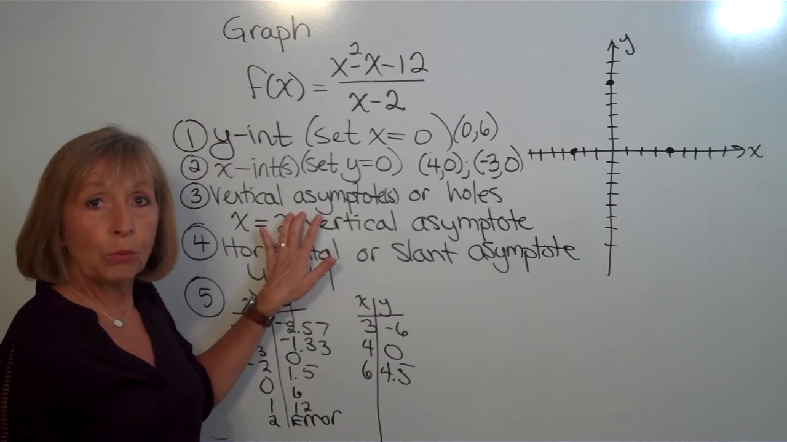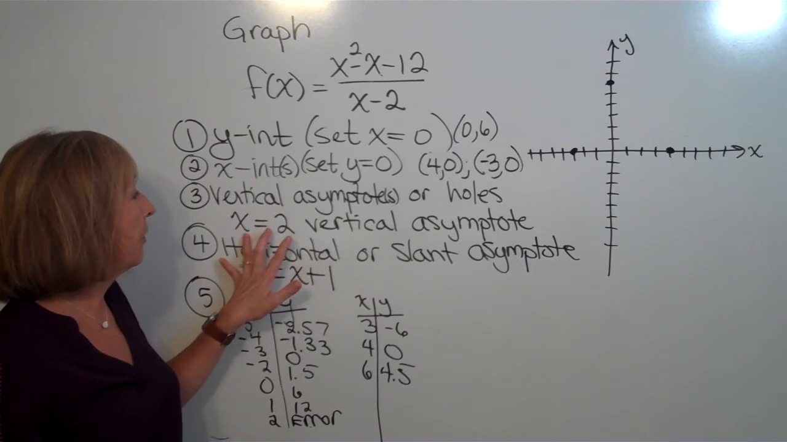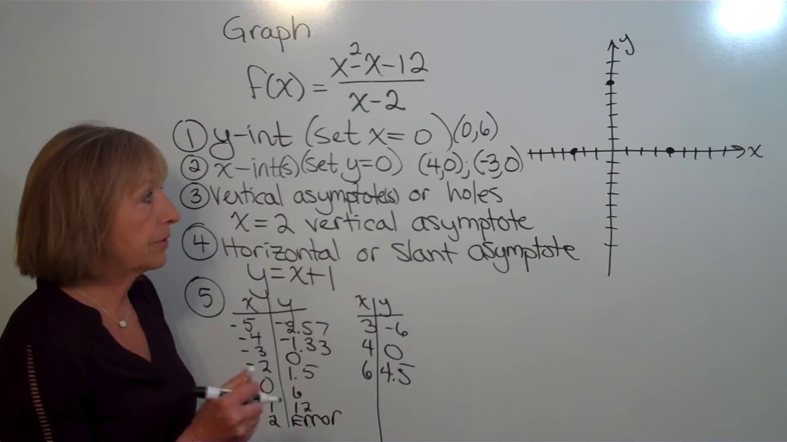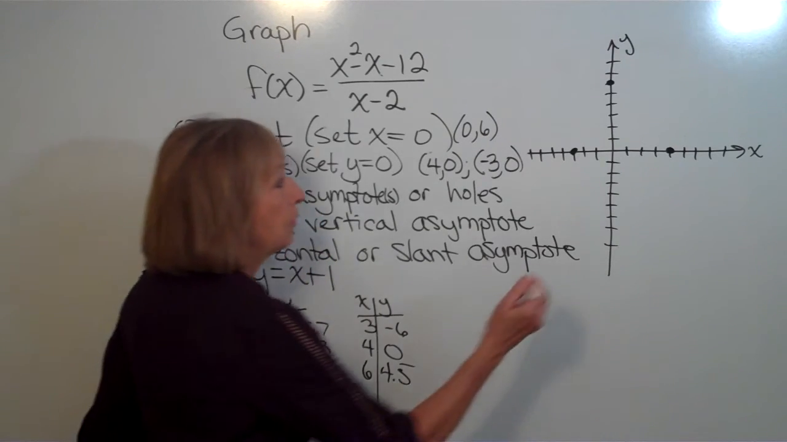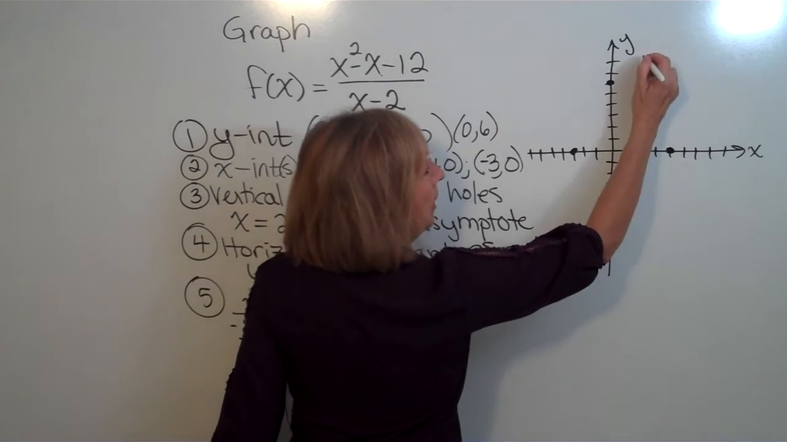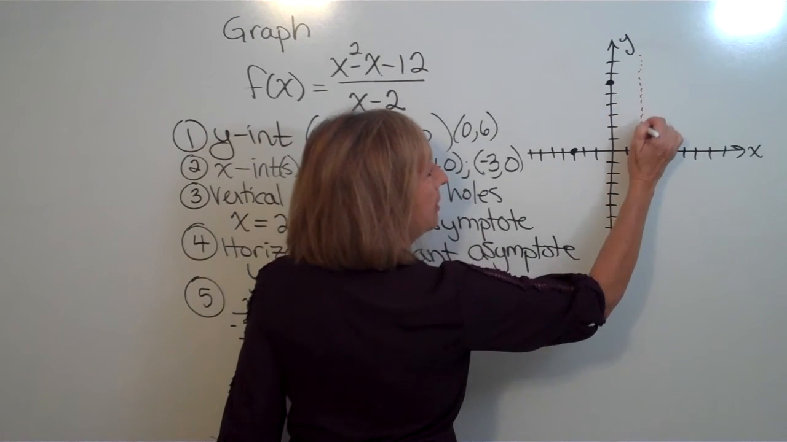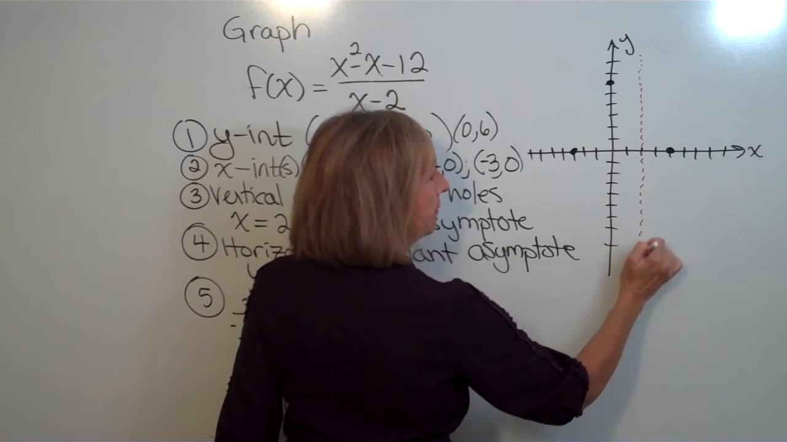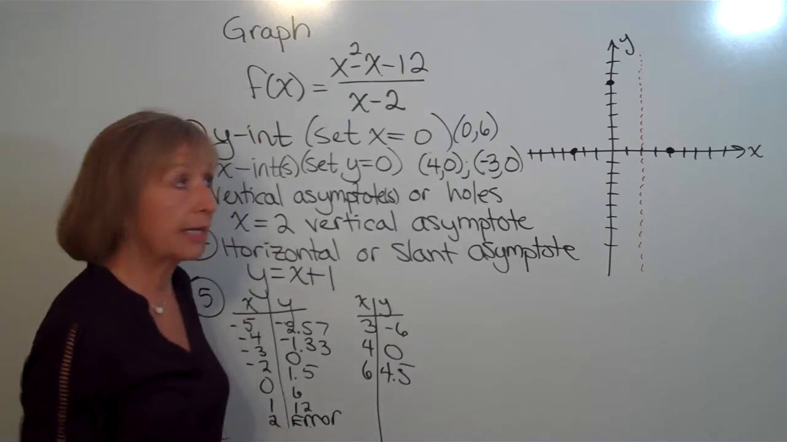Now next up, we have a vertical asymptote of x equal 2. So since it's a vertical asymptote, we'll go to x equal 1, 2 and draw in our dashed vertical line there. So there's your vertical asymptote at x equal 2.